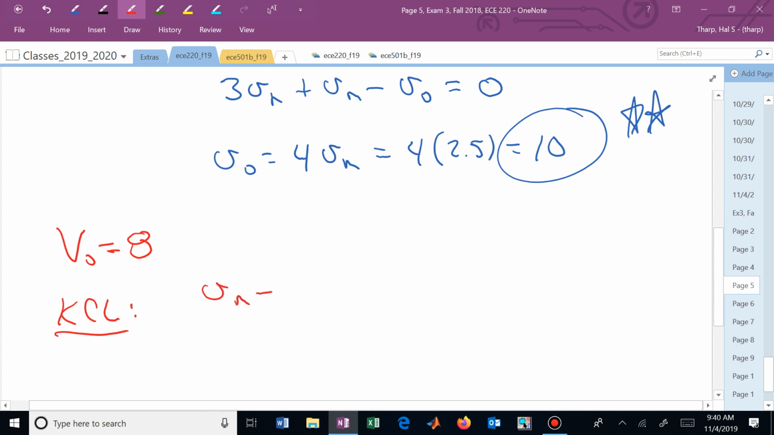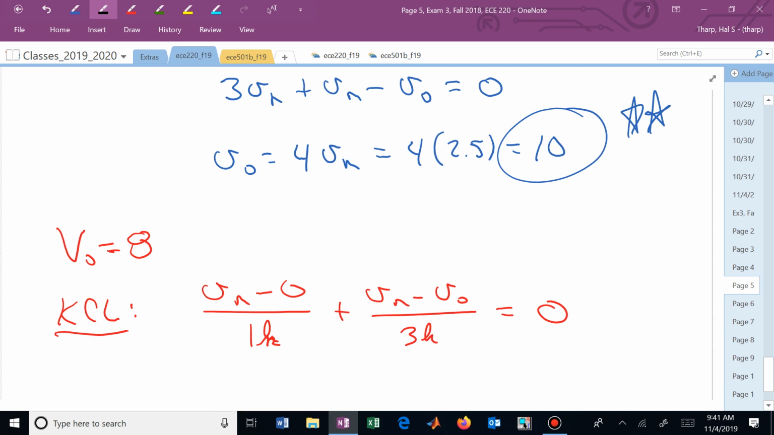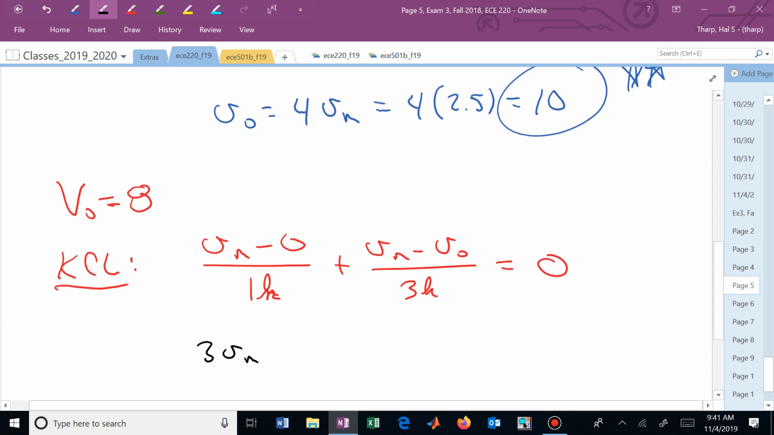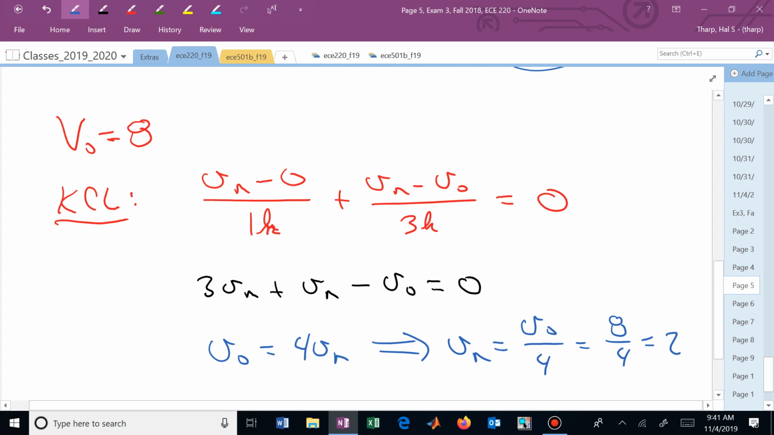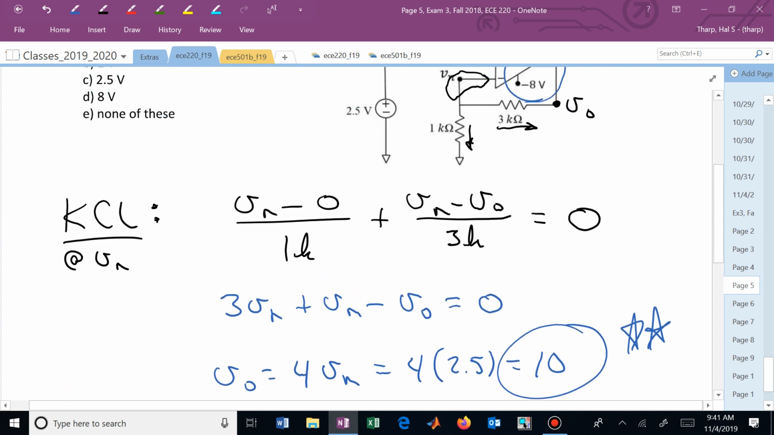We now do V sub n minus 0 over 1k plus V sub n minus V sub 0 over 3k is equal to 0. You could go back and use the same. We're going to see it's the same. But now what do we know? We now know we have 3 V sub n plus V sub n minus V sub 0 is equal to 0. And this time we know V sub 0. V sub n is now 2 and not 2.5. So V sub n is not equal to V sub p because this guy saturated. Is 2 an answer?